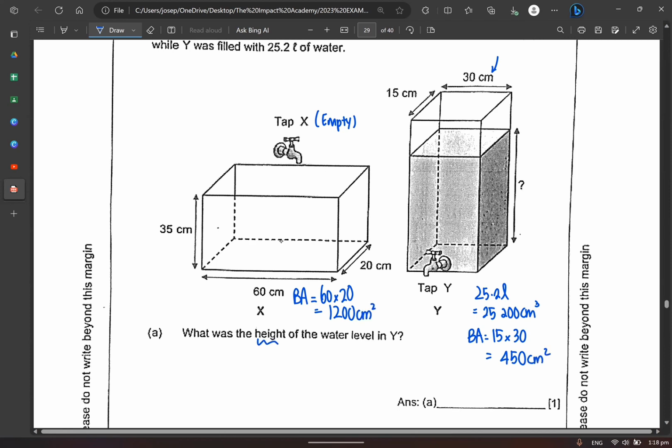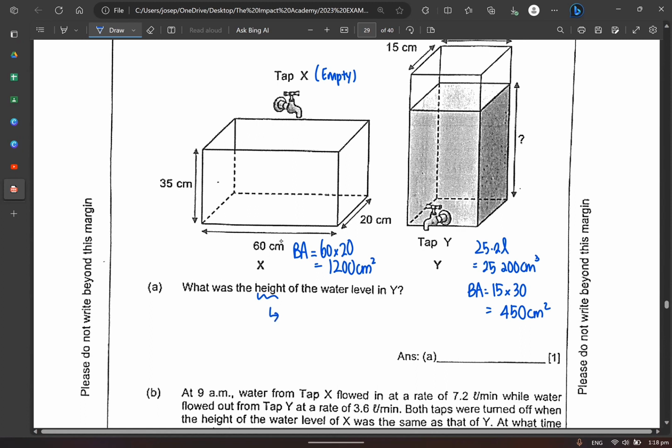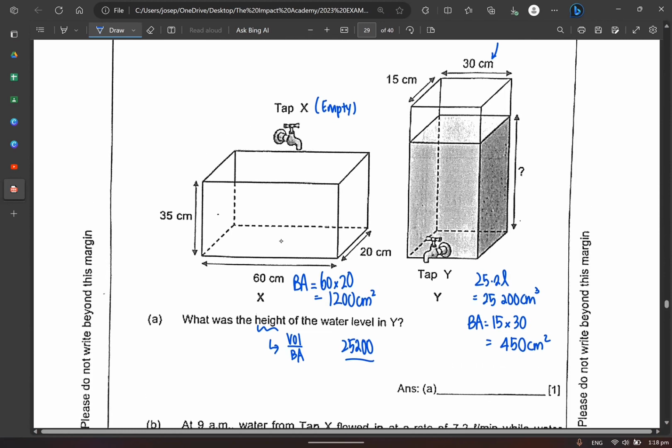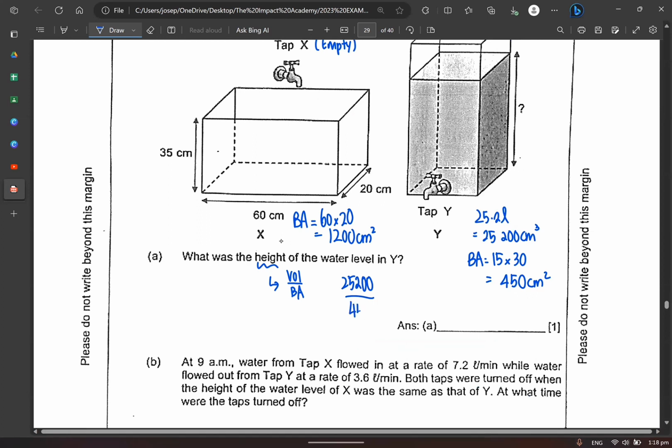Now, the question wants us to find height, right? Remember, whenever you want to find height, it's volume over base area. If it is the same height, then you do volume divided by combined base area. Now, they want us to find height for tank Y. So we just have to do 25,200 divided by the base area, which is 450. When I do 25,200 divided by 450, I will get an answer of 56 centimeters. So this is actually 56 cm, so 1 mark in my pocket.